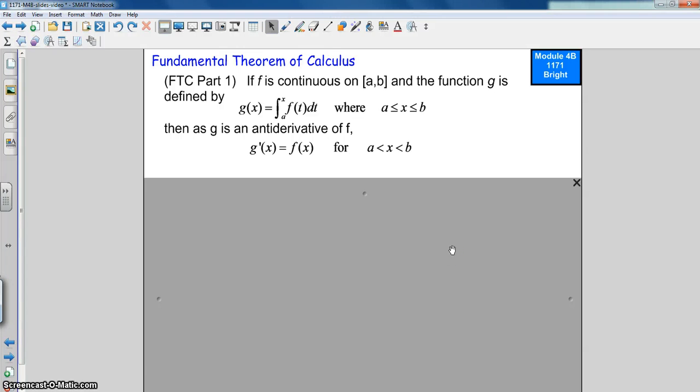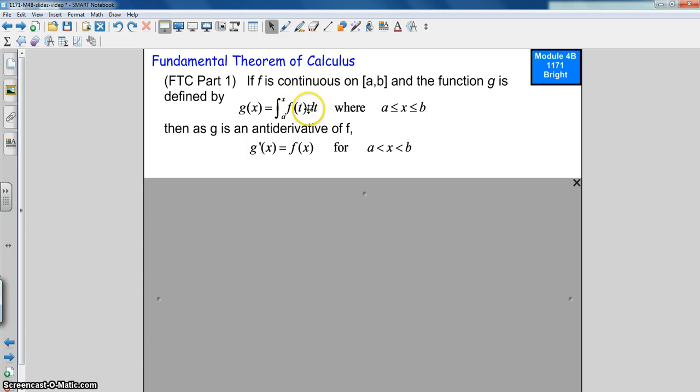In the last video, we introduced the fundamental theorem of calculus, and specifically we talked about part 2. Now, part 1 is a little different from the second part. We have a condition that f is continuous, and g is defined in terms of an integral. So g is the integral from a to x of f of t dt.